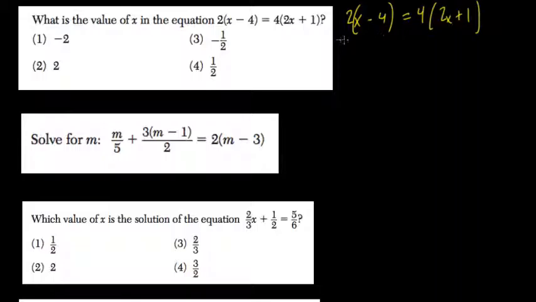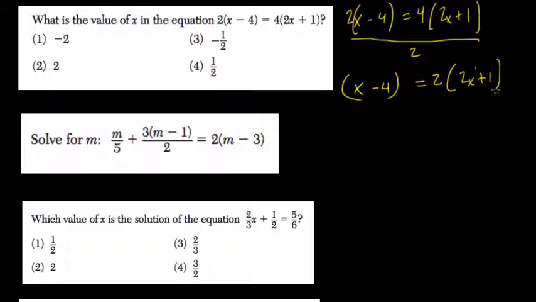If we divide everything by 2, what's going to happen is instead of 2 times x minus 4, we just get x minus 4. Instead of 4 times 2x plus 1, we get 2 times 2x plus 1. And it's just one less thing to distribute. This x minus 4 does not need to be in the parentheses, right? There's really no multiplication operation happening.